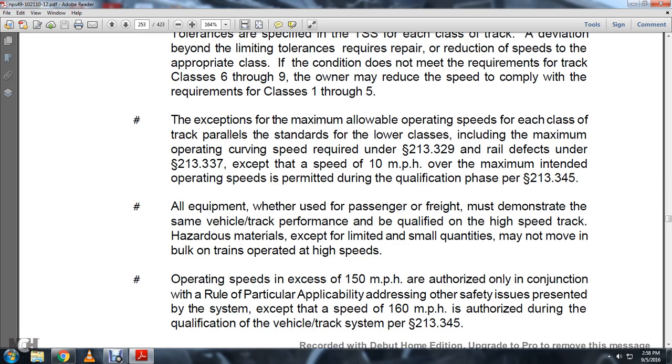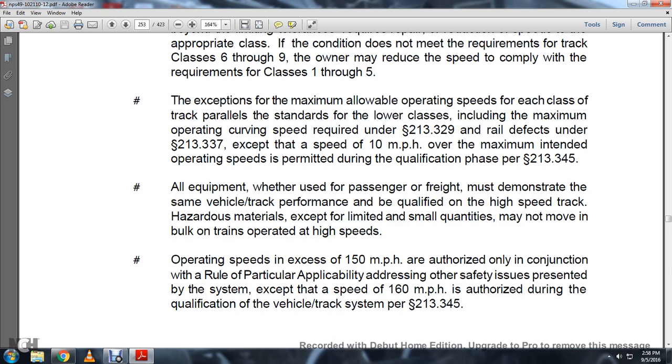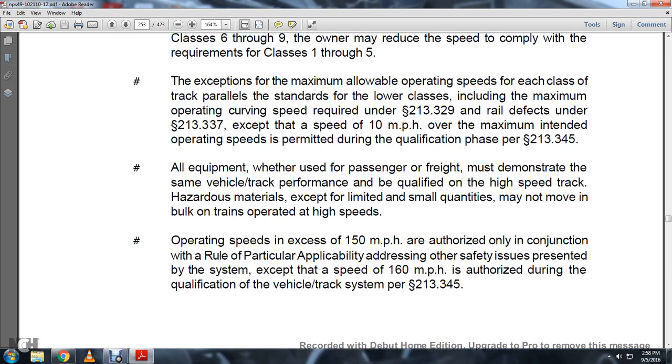All equipment, whether used for passenger or freight, must demonstrate the same vehicle performance and be qualified on the high-speed track. Hazardous materials, except for limited and small quantities, may not move in bulk on trains operated at high speeds.